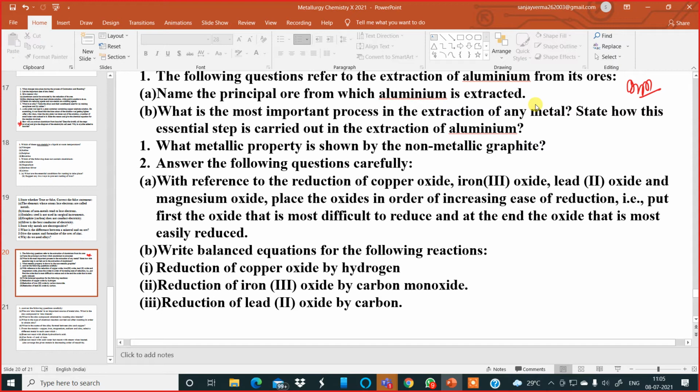Number 1. Metallic property is shown. What metallic property is shown by the non-metallic graphite? What is the metallic property which is shown by non-metallic graphite? See, this is a wonderful, marvelous, fantastic question. Tell me the answer. What metallic property is shown by non-metallic graphite? Graphite is non-metallic.